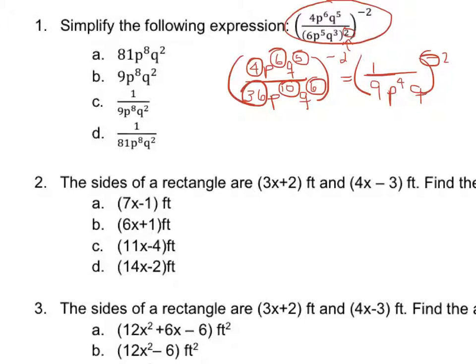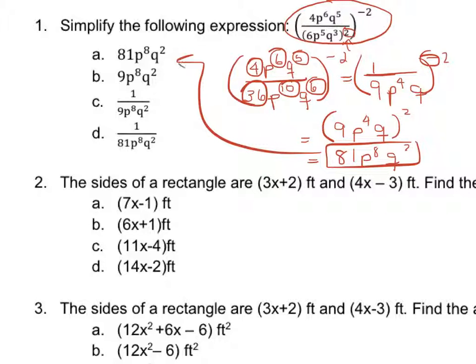This negative means flip it over. So my 9p to the 4th q goes to the numerator. And I could put the 1 on the bottom, but I don't need to. But it does say to now square it. So it's 81p to the 8th q squared. And you can see that matches our first answer.